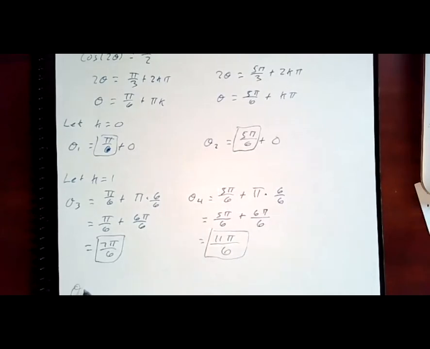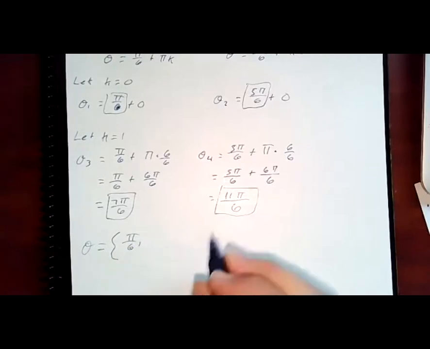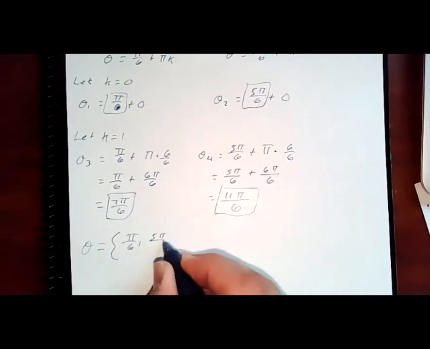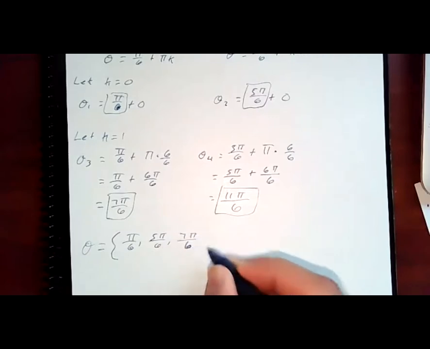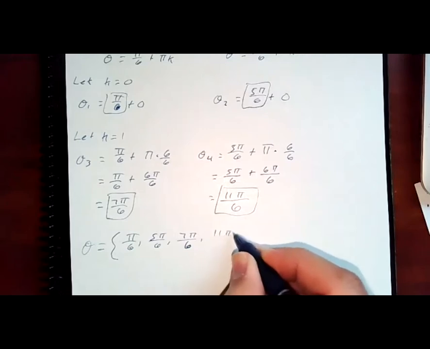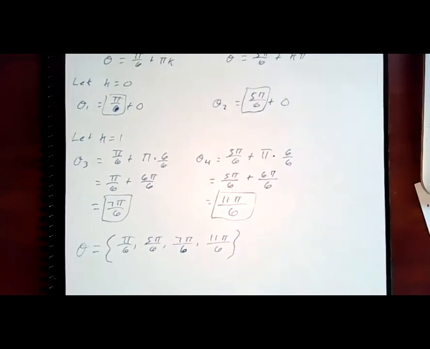So the set of solutions would be pi over 6, 5 pi over 6, 7 pi over 6, 11 pi over 6. Are there any questions on how we do this? Does it make sense?